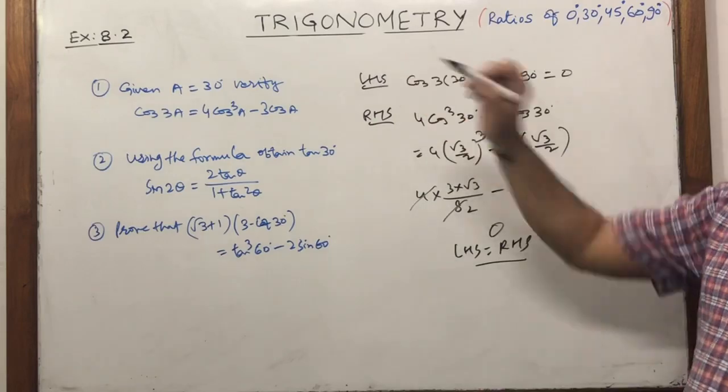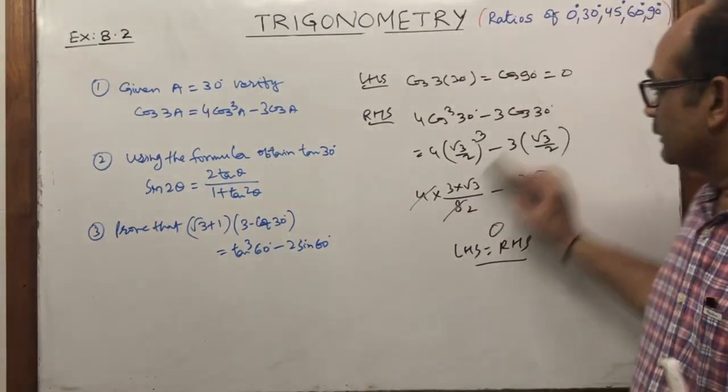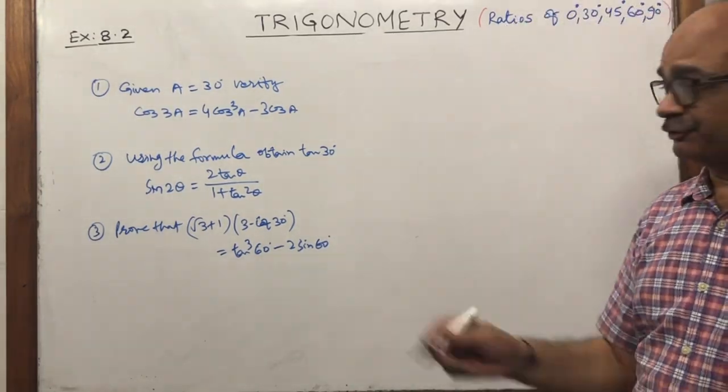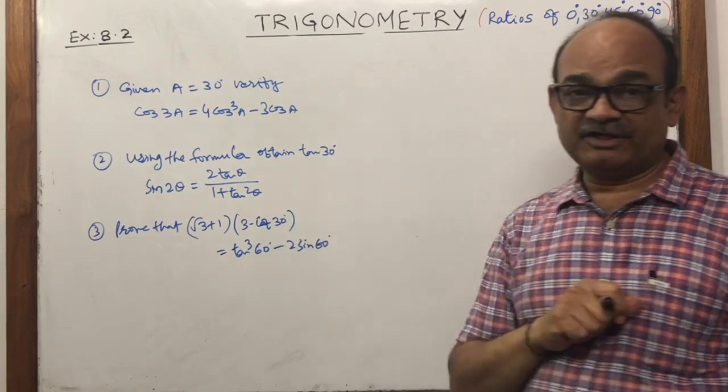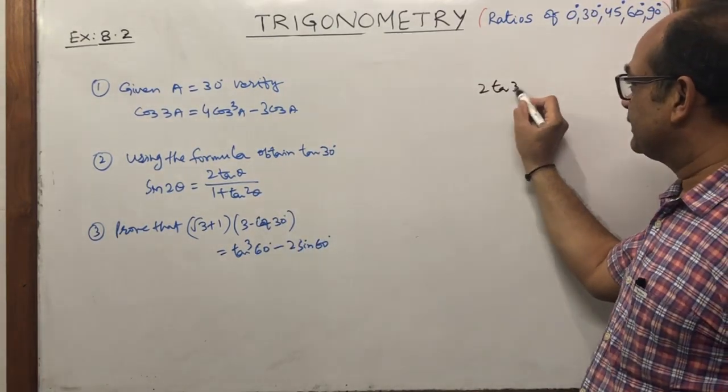This is a class 11th formula. Okay. Next, sum number 2. The formula is given to you. We have to calculate the value of tan 30. We want tan 30, it means you have to write here theta as 30 degree.